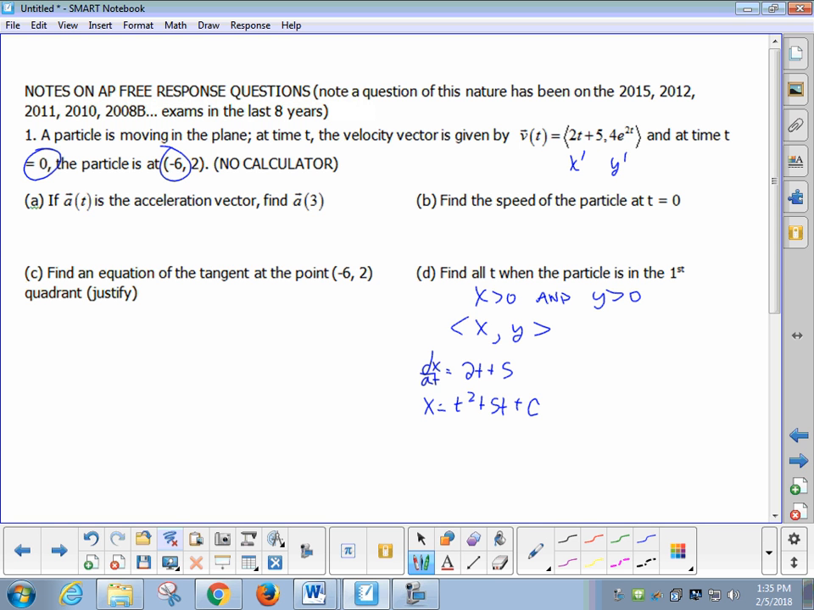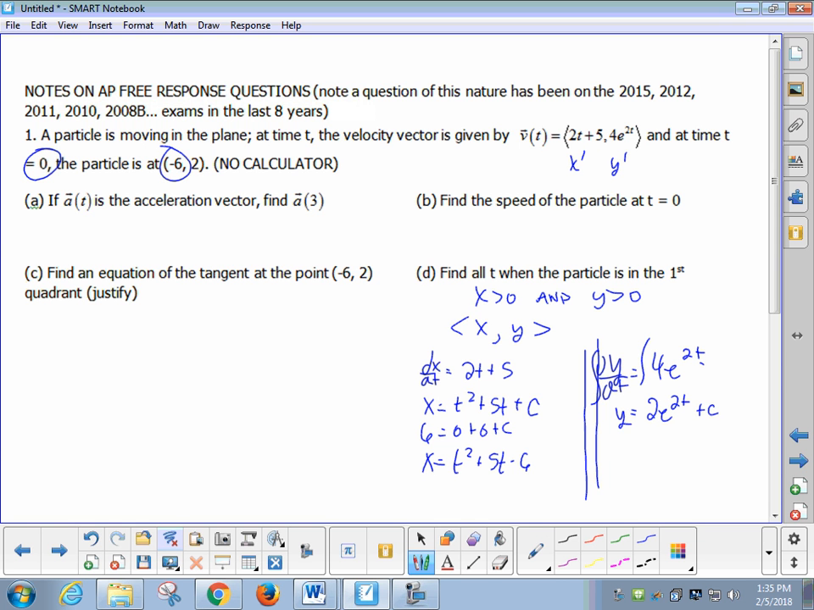So that gets my c. x is t squared plus 5t minus 6. Are we cool? By the same token, dy/dt is 4e to the 2t. So I integrate it. y is, the antiderivative of this I had was 2e to the 2t plus a c.